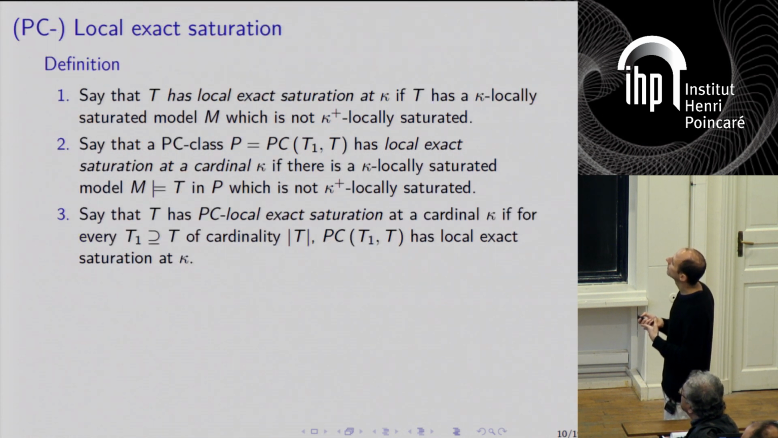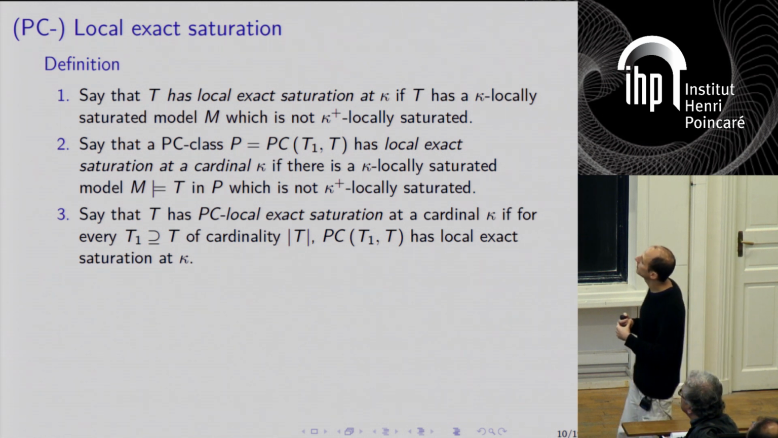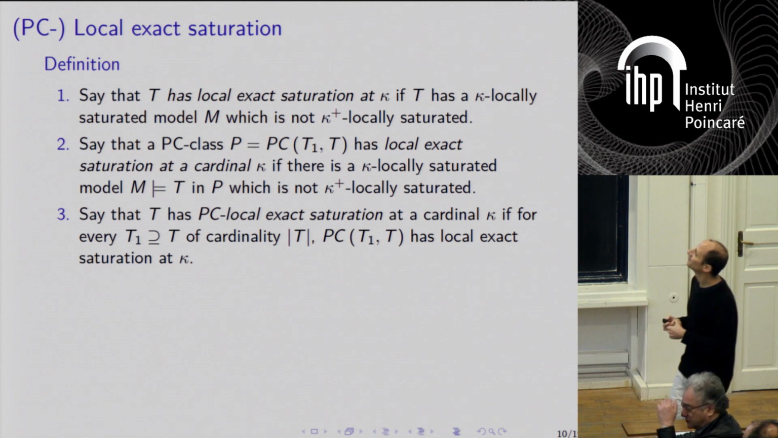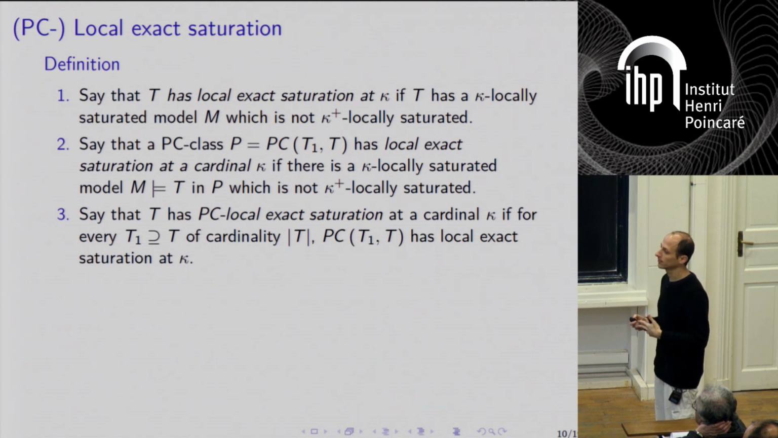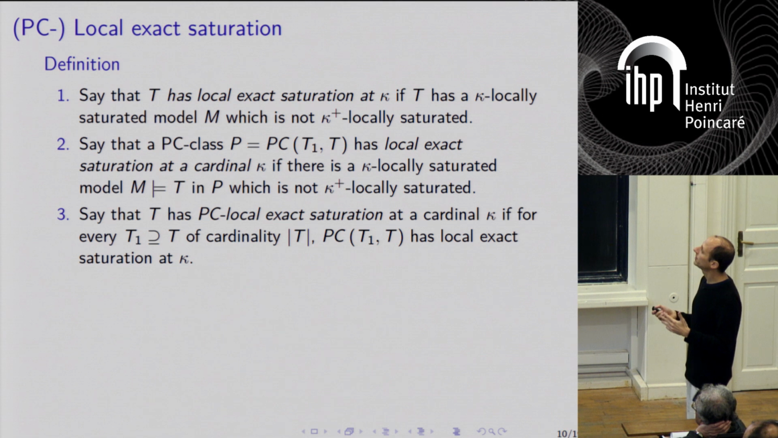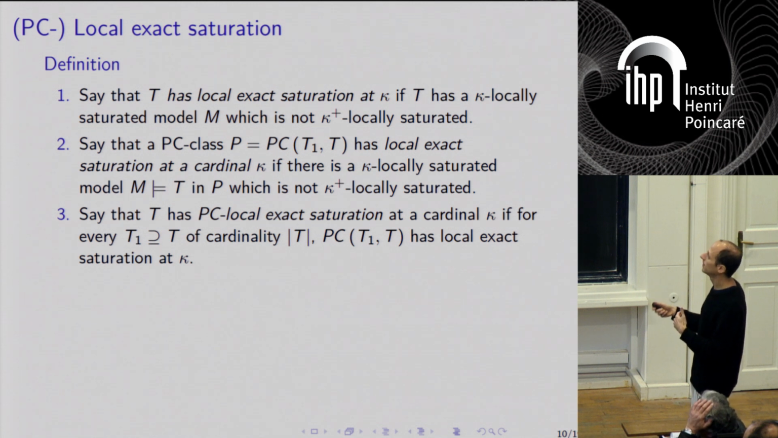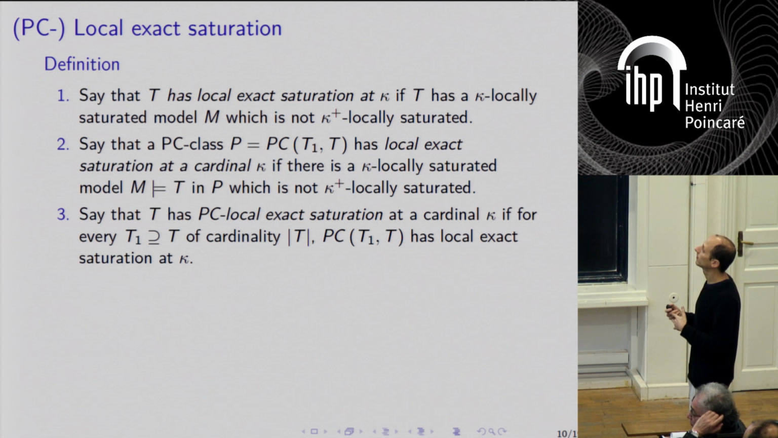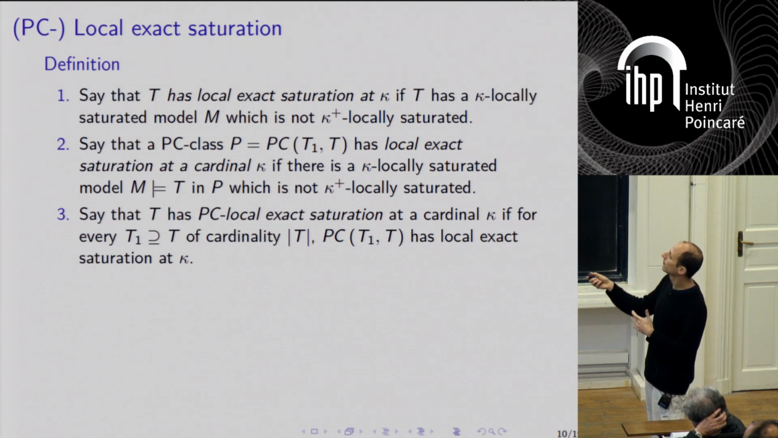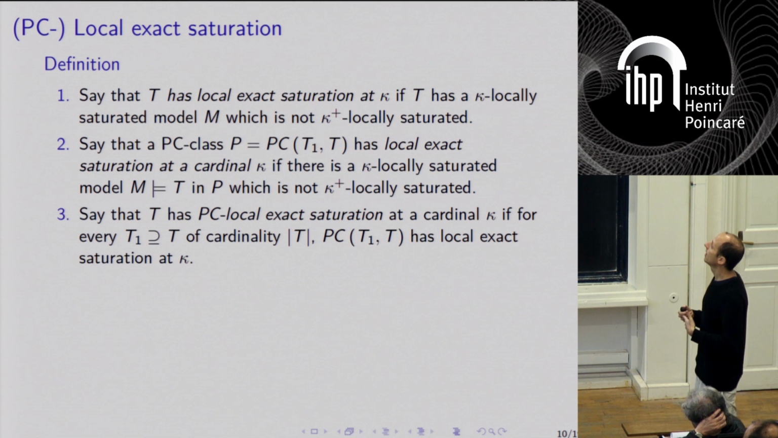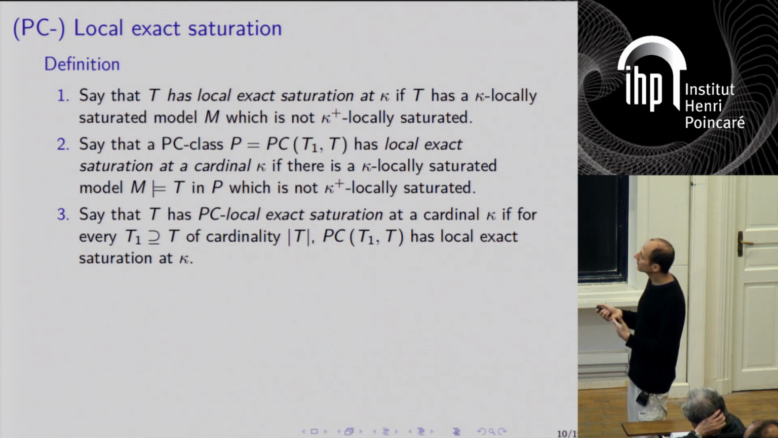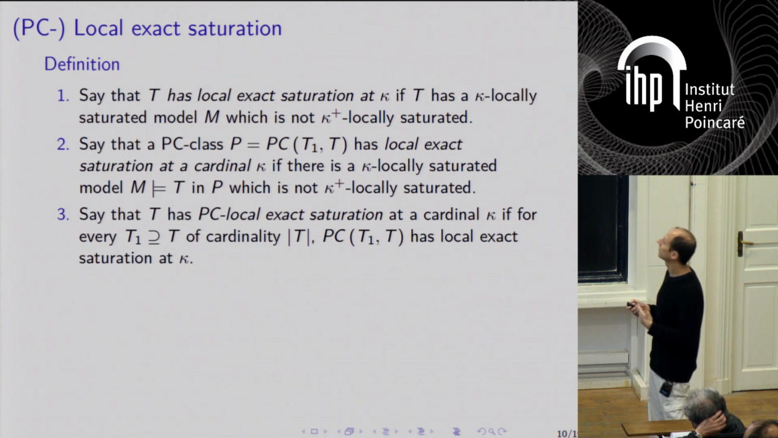Okay. So again, I define what it is to have PC local exact saturation. We say that T has local exact saturation at kappa if T has a kappa locally saturated model which is not kappa plus locally saturated. I just add locally everywhere. So a PC class has local exact saturation at kappa if there is a kappa locally saturated model of T, namely which we can extend to a model of T1, which is not kappa plus locally saturated. And the usual notion for T having PC local exact saturation says that for every T1 of cardinality |T|, this class has local exact saturation.